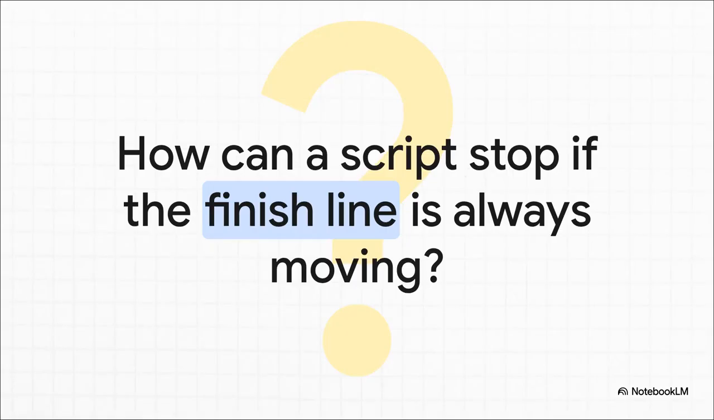So this is the real million-dollar question, isn't it? How in the world can you program something to finish a race when the finish line might be in a completely different spot tomorrow? You can't just tell it, hey, stop after 11,909 pages, because next week that number could be totally different. This is the absolute core challenge of automating dynamic websites.